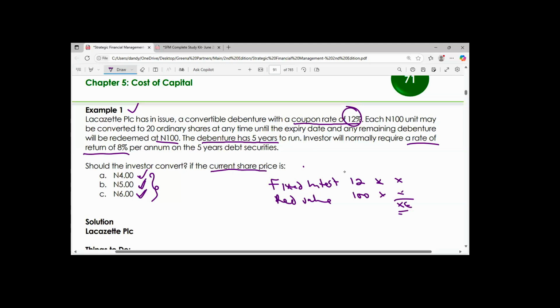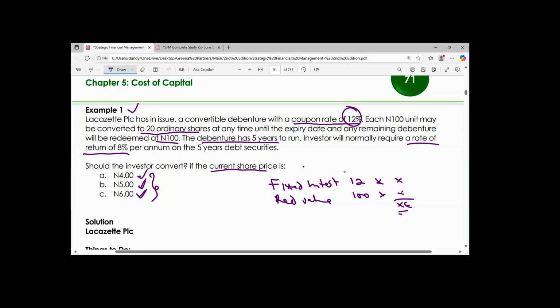Then I need to go and calculate the conversion value at 4 naira, 5 naira, and 6 naira. So the examiner told us that each 100 units may be converted to 20 ordinary shares. This is the conversion price. Conversion price of 4 naira multiplied by 20 shares, value will then be 80 naira. 20 shares multiplied by 5, value will be equal to 100 naira. 20 multiplied by 6, value will be equal to 120.